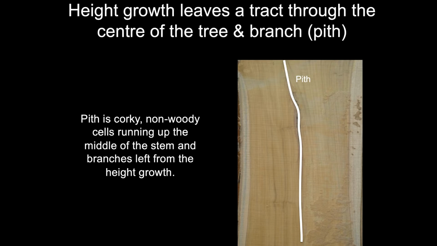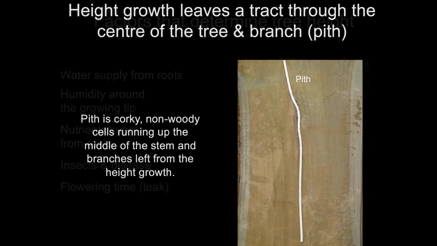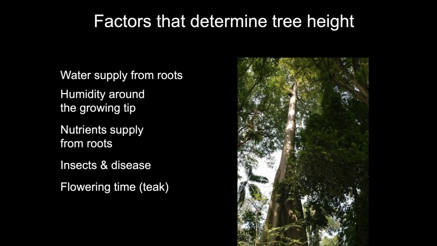You might even see a trace going out here into a branch because they all contain that right up the centre. If that was the only growth that occurred, our trees would be 1 cell thick or 2 cells thick going up. But clearly there's other growth occurring, and that is all that growth around the outside. What affects height growth is how much water there is coming up, and the nutrients that are obviously driving cell division, and the environment around the growing space.